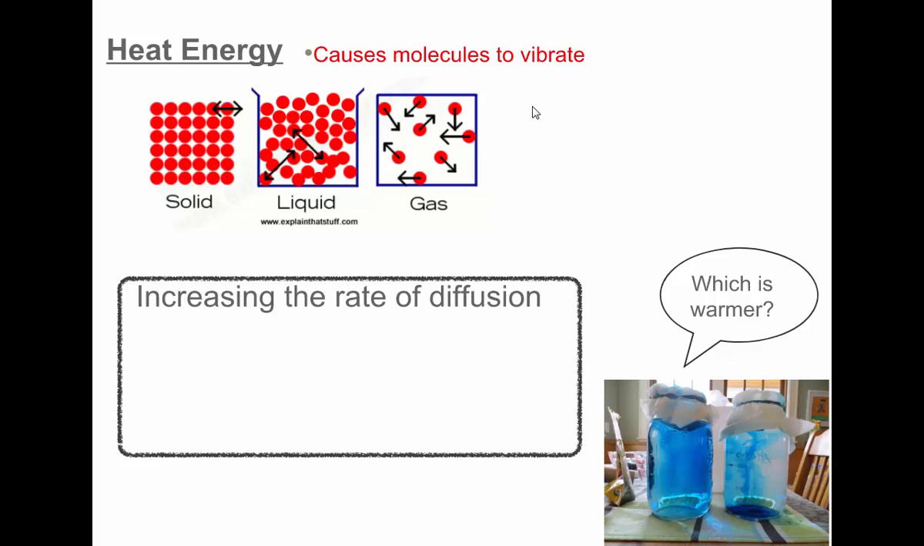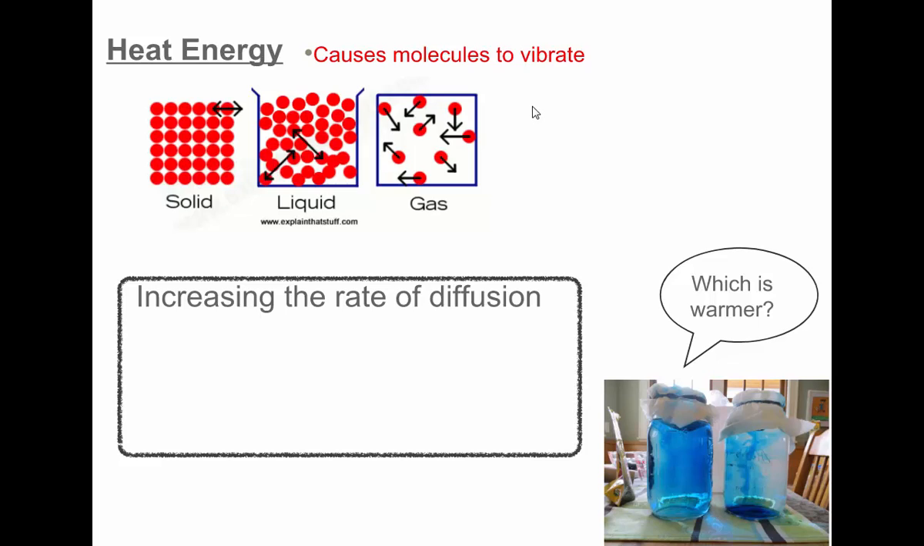When we heat up something, what happens is the molecules in that substance start moving more quickly. And if the molecules are moving more quickly, they tend to bump into each other more and more quickly, and it causes diffusion to happen faster.